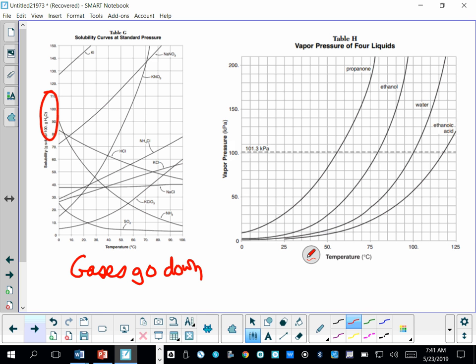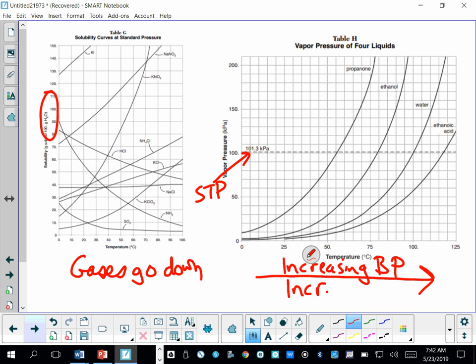Then on table H, what are we going to do on table H? We're going to label the dotted line as STP. It's standard pressure, 101.3 kilopascals. And then you're going to draw a big arrow underneath it from left to right. And on this arrow, you're going to write increasing boiling point, meaning that from left to right, ethanoic acid would have the highest boiling point and propanone would have the lowest boiling point, and that we increase in boiling point from left to right for these 4 compounds. And you're also going to write increasing IMFs, that our IMFs get stronger as we go from left to right.